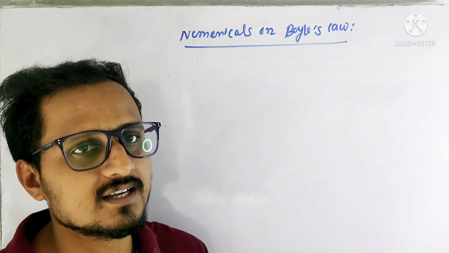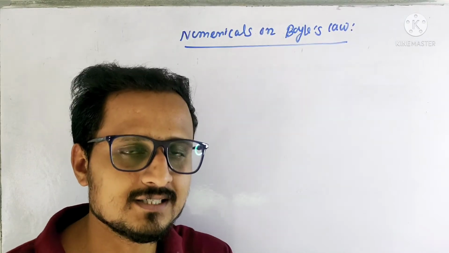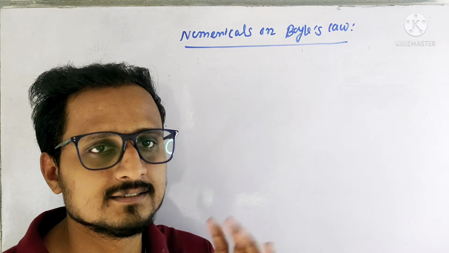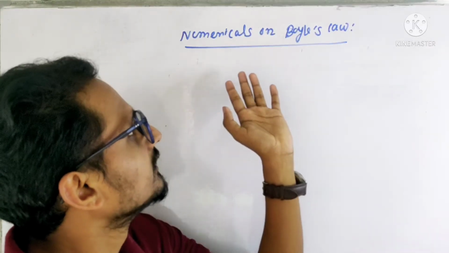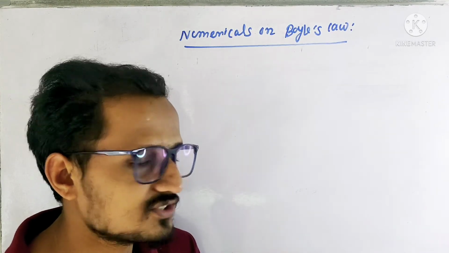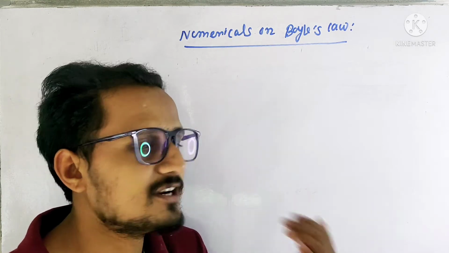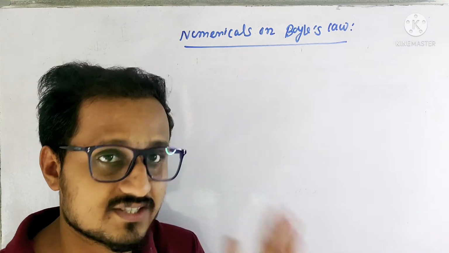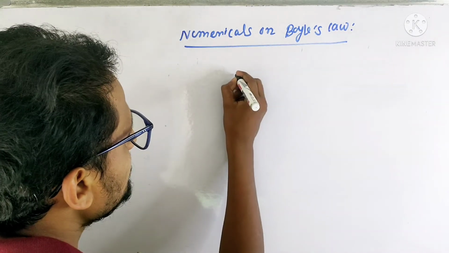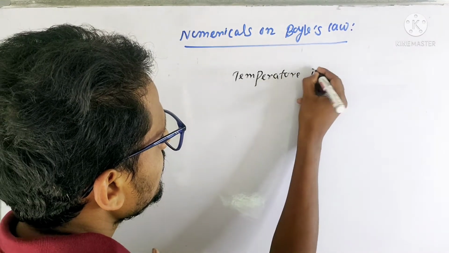Today I will discuss numericals on Boyle's law from the chapter Study of Gas Laws from the class 9 ICSE book. To apply Boyle's law, whenever the question says that temperature is constant or fixed, that is when we apply Boyle's law. Boyle's law is applicable if temperature is constant.